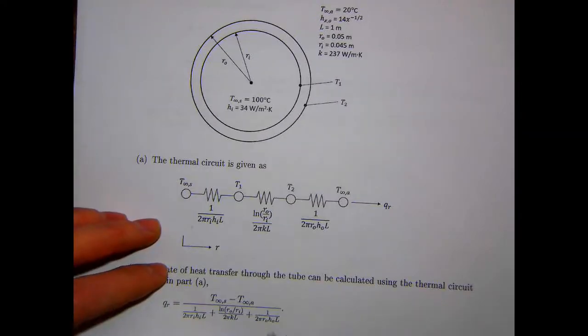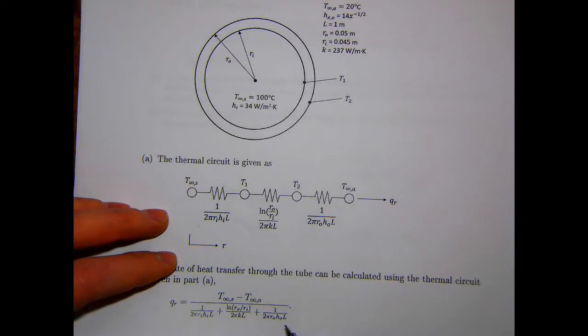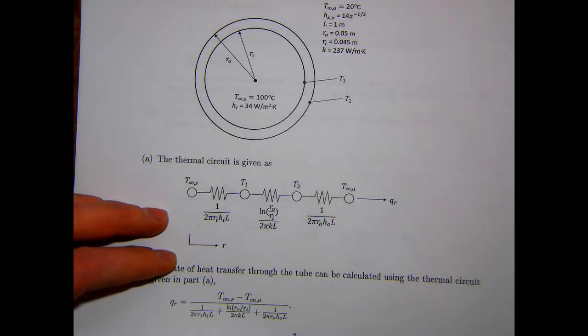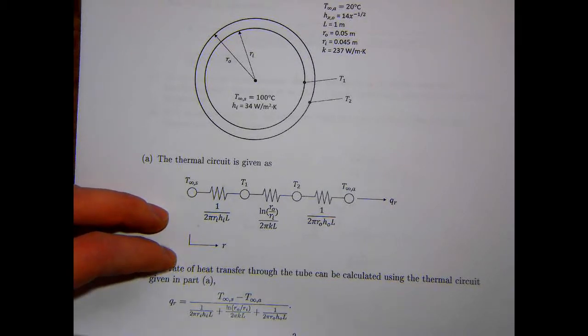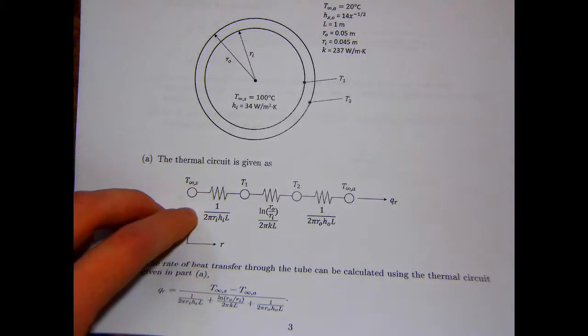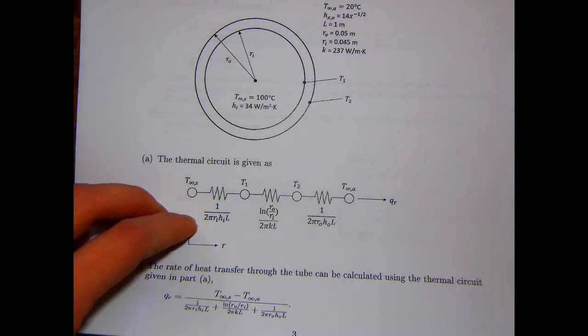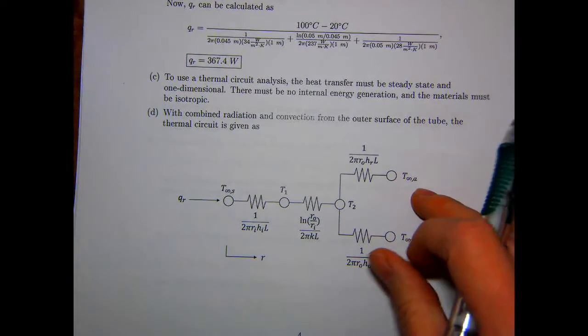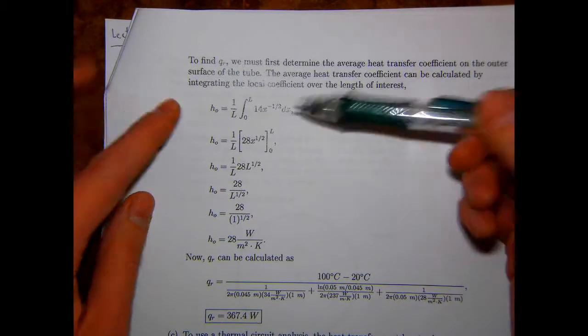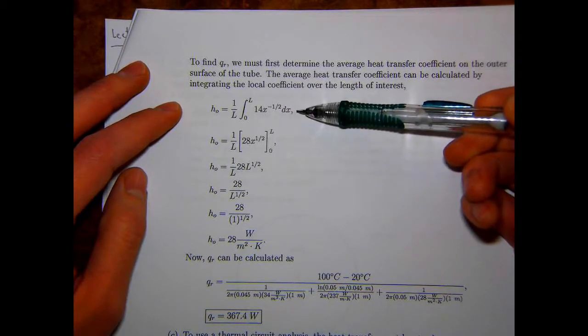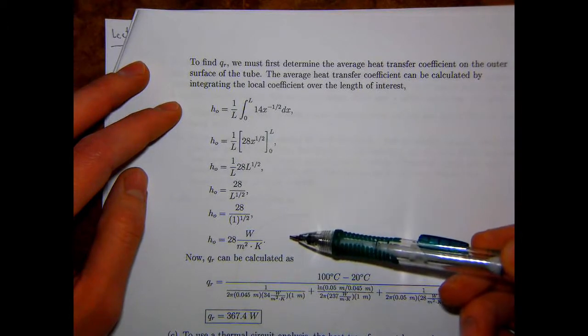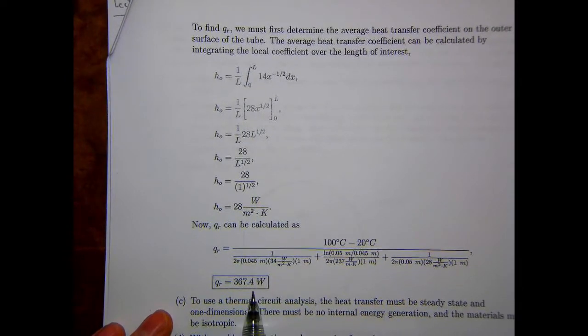And this was the part where you had to realize, okay, this h sub naught, we're looking for Q over the entire tube. So the h sub naught needs to be integrated from a local expression to get the full expression over the entire tube. So that was just integrating from 0 to the length of the expression for the local coefficient, and then you get that the average or total h is 28. Plug that in and you can get the solution.